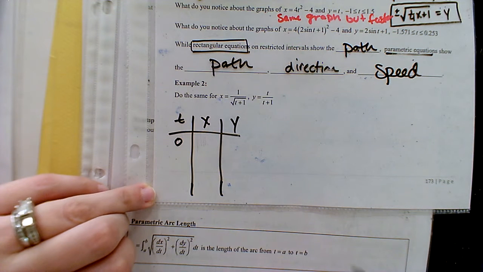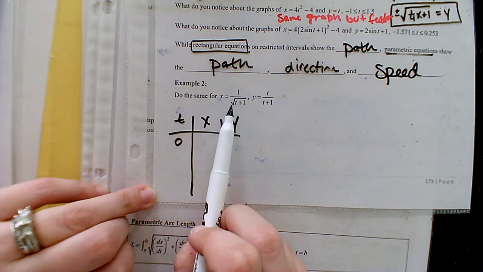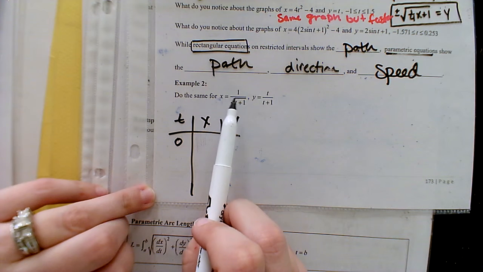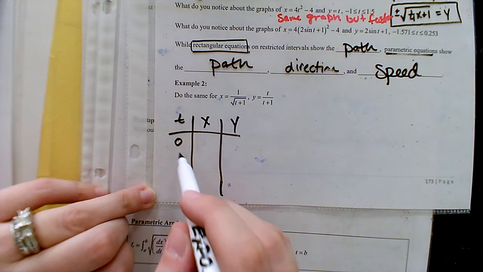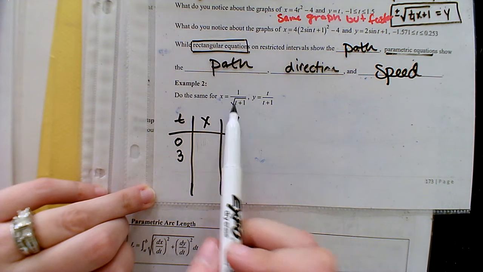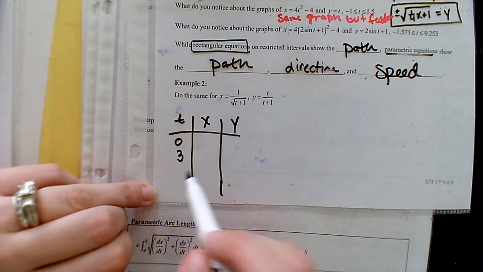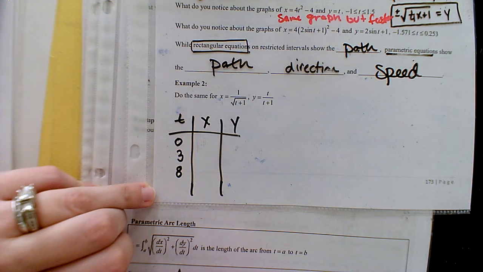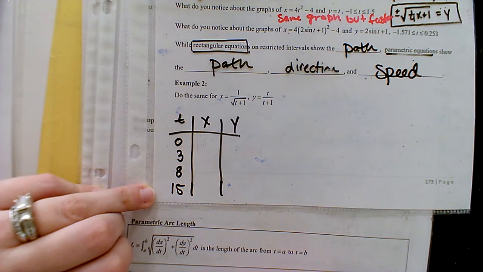Okay, now we're going to try to do this one by hand as well. So let's be strategic on which t's we pick. Since we're dealing with a square root, it might be nice if we can take the square root of an easy number. So perhaps 3 would be another good one to pick because we could figure out the square root of 4. And then 8 would be another easy one. And 15.